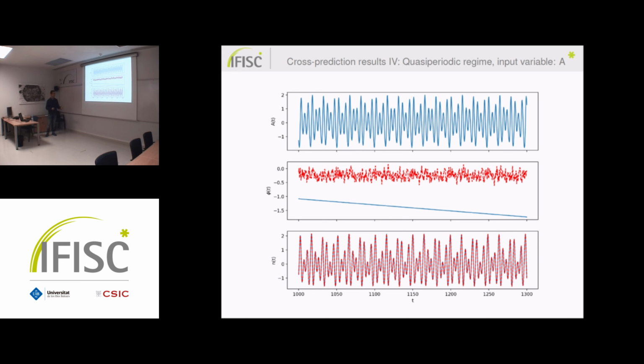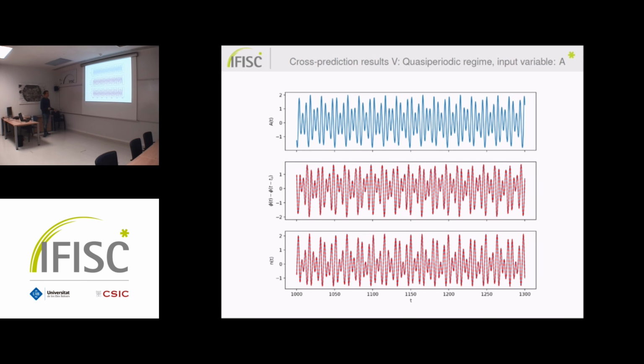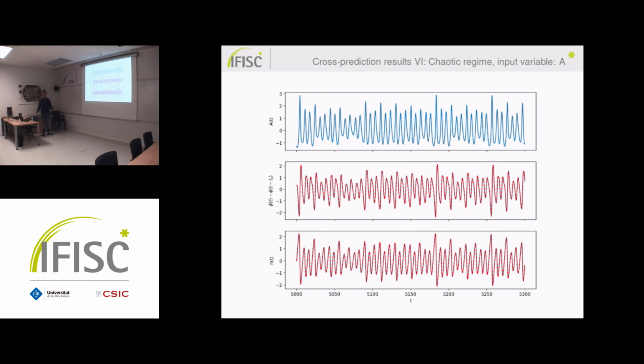Why does it happen? Because the phase is not bounded in 4 of the 6 dynamical regimes. What we did to overcome this is to use a finite time phase, which is defined at time t as the phase minus the phase at the previous time step. And here we can see in the quasi-periodic regime that we can, in fact, reproduce the dynamics of the finite time phase accurately. And the same in the chaotic laser regime for the amplitude and finite phase.